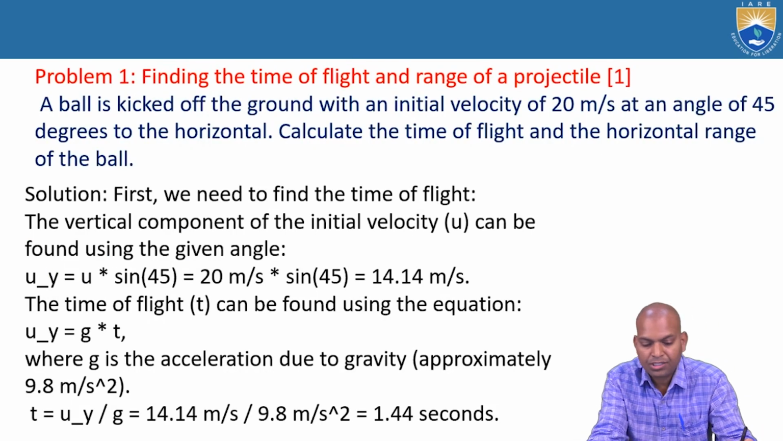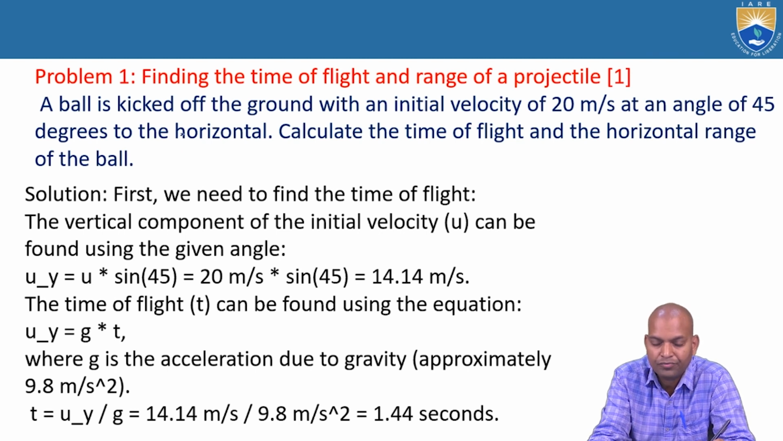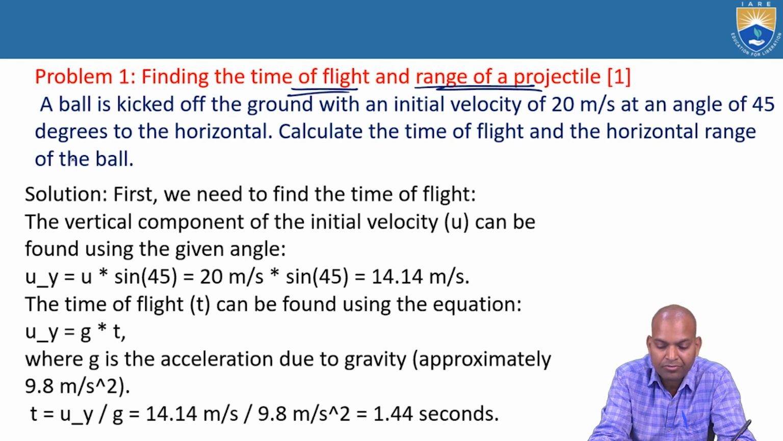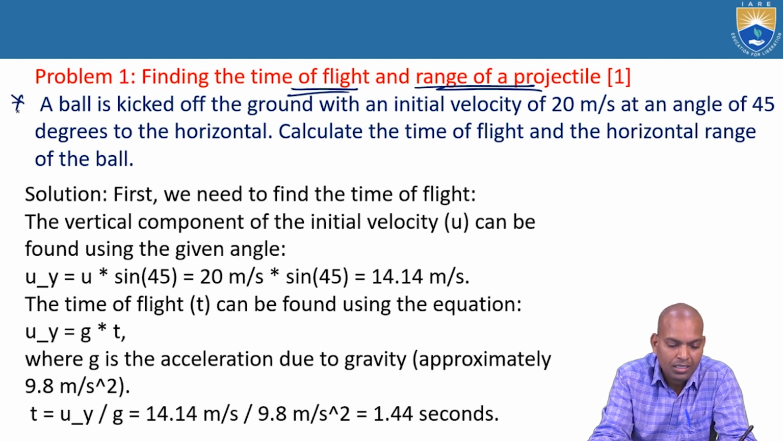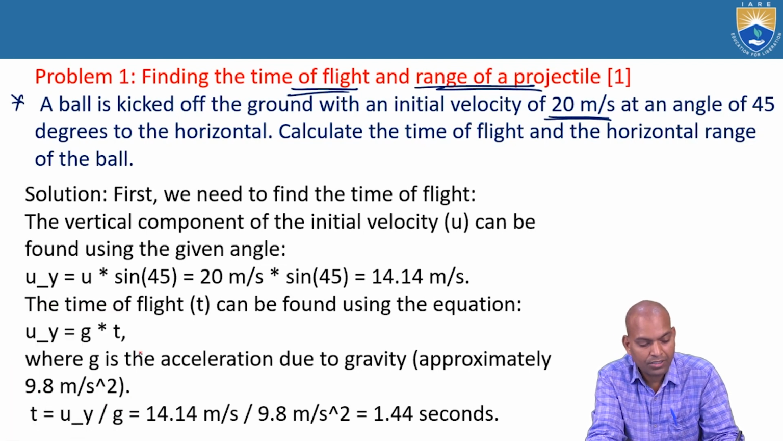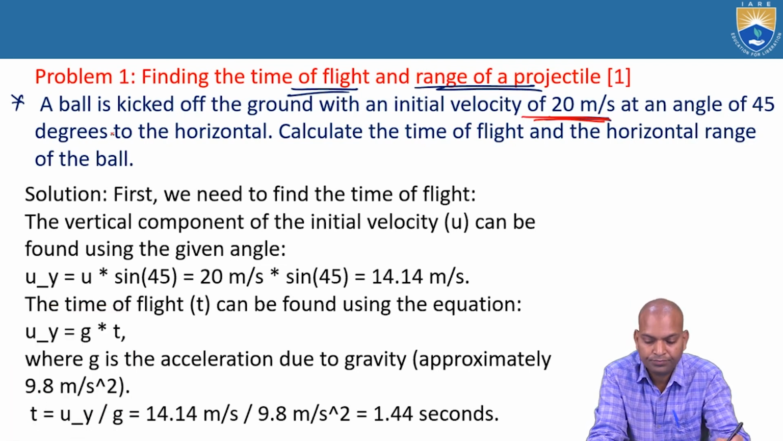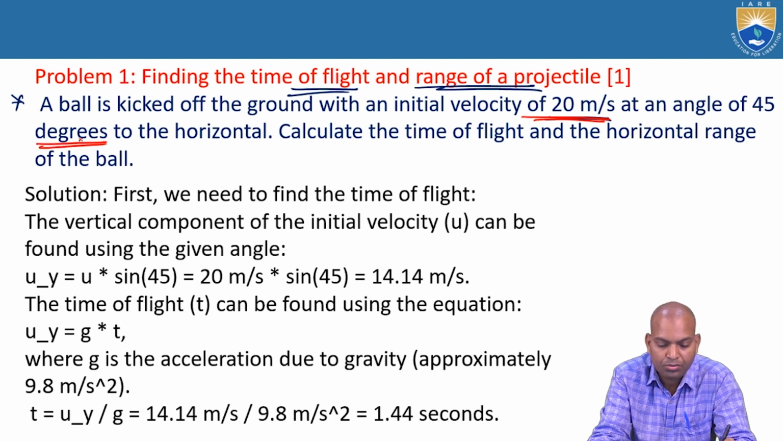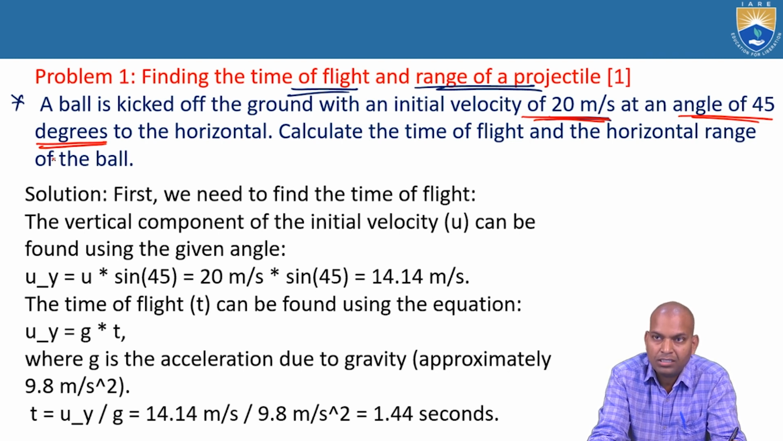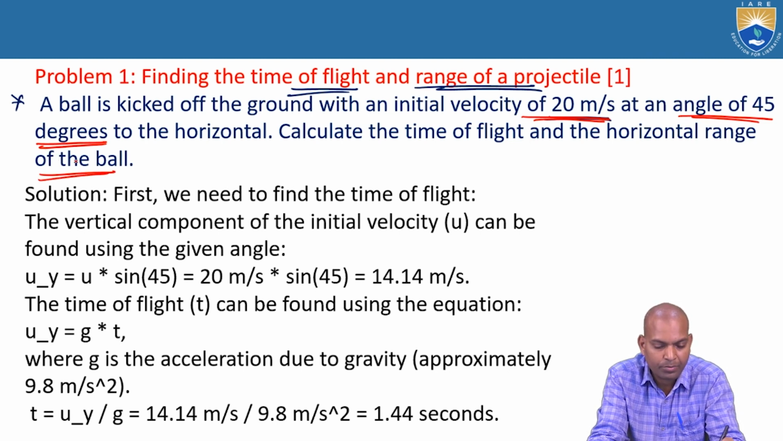Now coming to the next problem. It comes under the category of time of flight and range of projectile, which also come under the category of motion under gravity. Now here the problem is that a ball is kicked off the ground with an initial velocity of 20 meter per second at an angle of 45 degrees to the horizontal. Calculate the time of flight and the horizontal range of the ball.